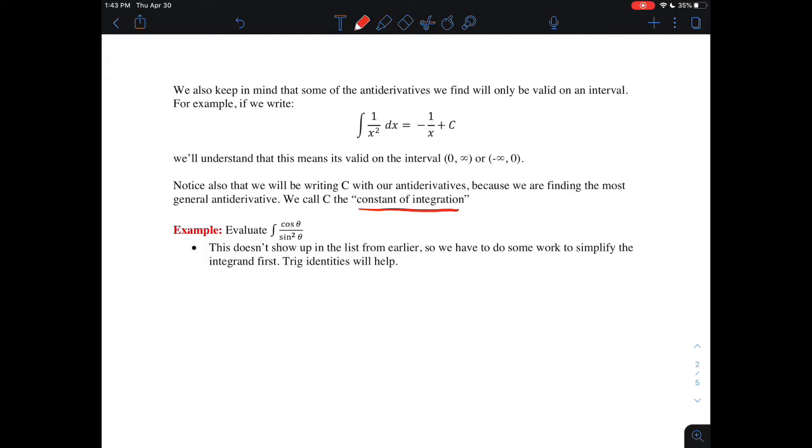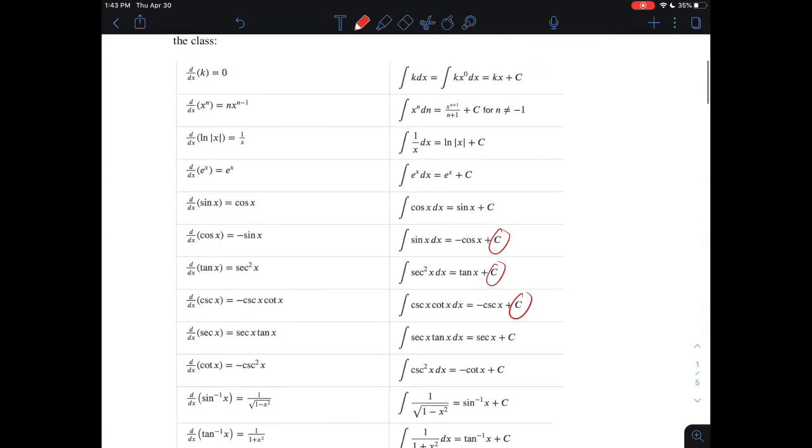So here's an example. Evaluate the indefinite integral of cosine theta divided by sine squared theta. I forgot the differential notation, but if you notice the variable here is theta, so I have to be integrating with respect to theta. So this should say cosine theta divided by sine squared theta d theta. I'm integrating with respect to theta. Just because I'm using theta doesn't mean it doesn't apply to anything up in the table above, which had x. Again, these are just variables. They can be any symbol that they want.